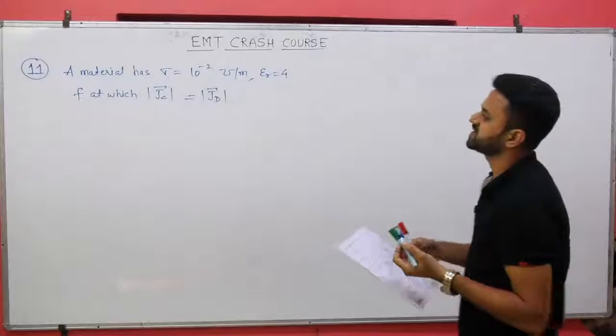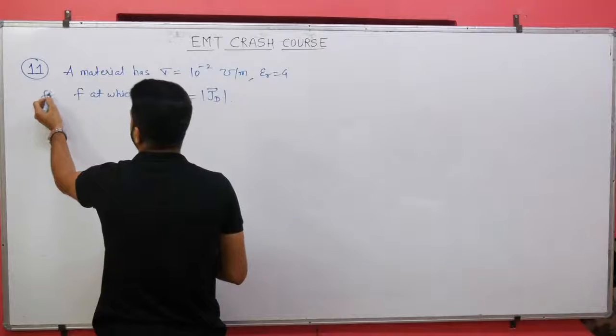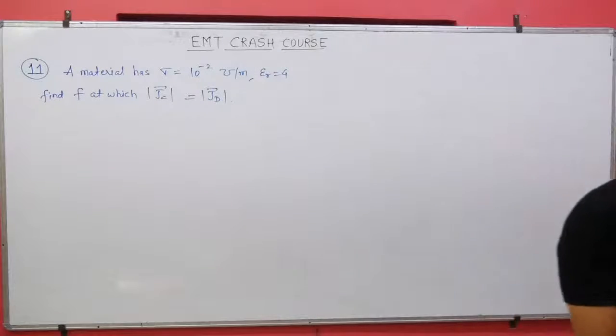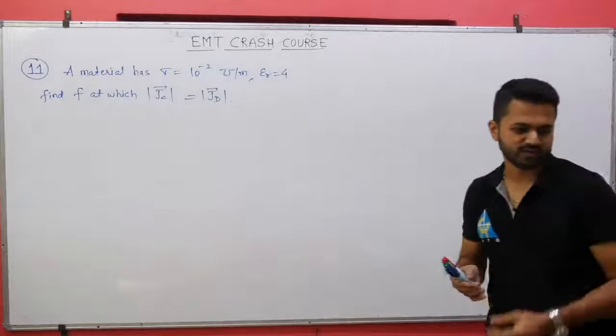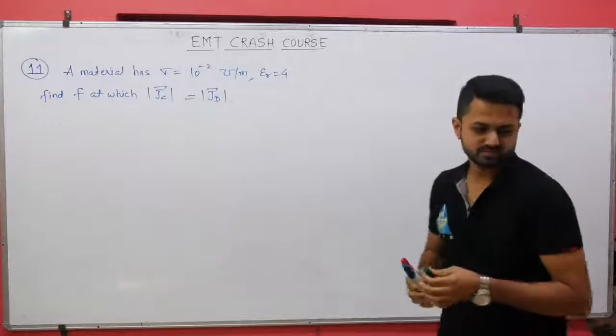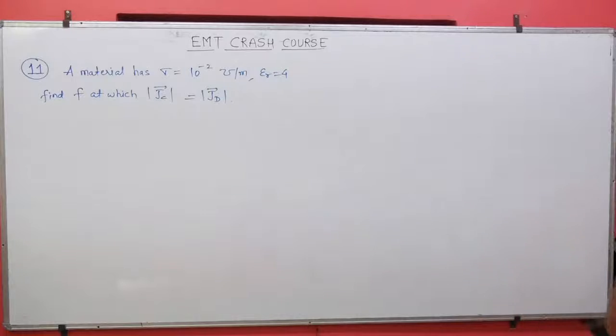Okay, you have to find the frequency, find f at which the magnitude of JC is equal to the magnitude of JD. So this you have to calculate. So how can we calculate? Can anyone answer this question?